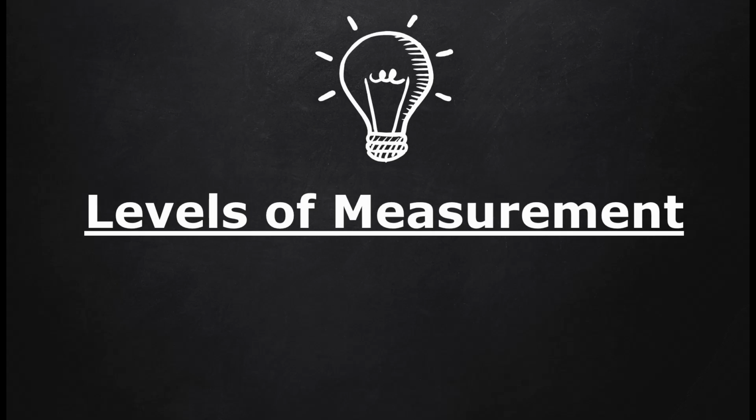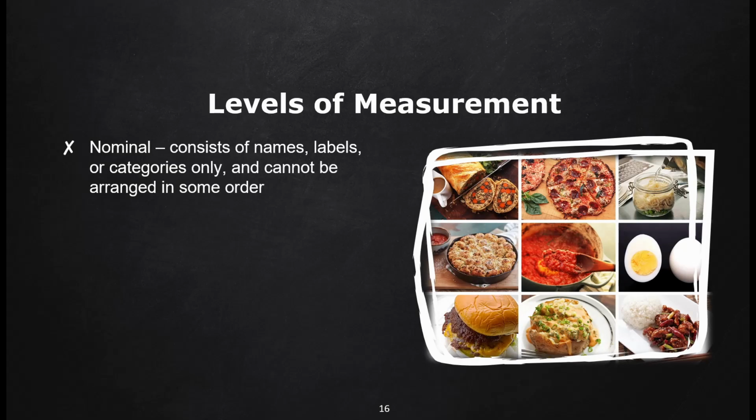Now, there is a second way that we can categorize data. And we can categorize it using the levels of measurement. So, the very first level of measurement here is nominal. And it just consists of names, labels, or categories. It's exactly the same as categorical data. Labels like your favorite color: red, blue, green. It's the same thing. But a little extra information is added here. It cannot be arranged in some order.